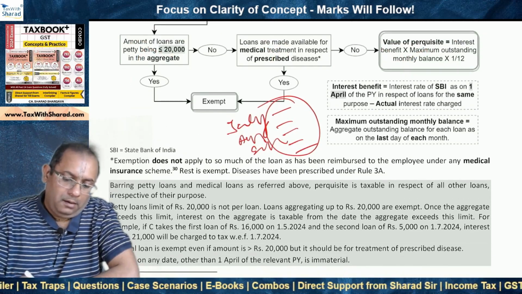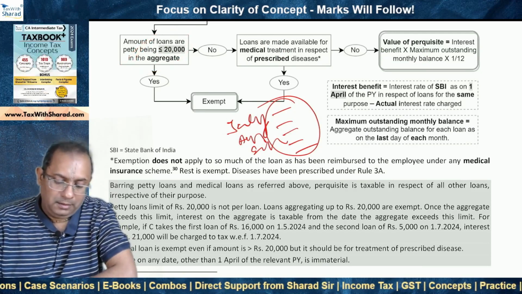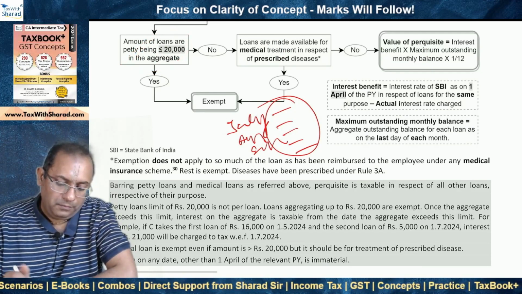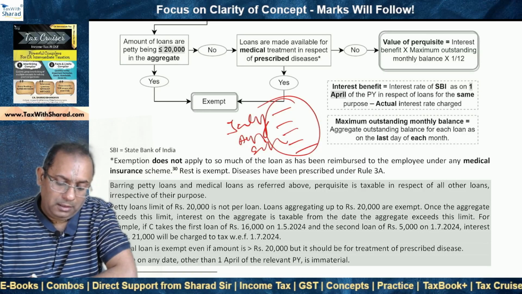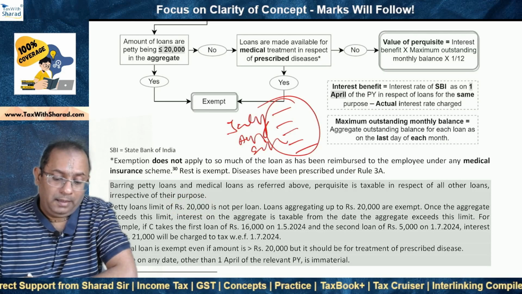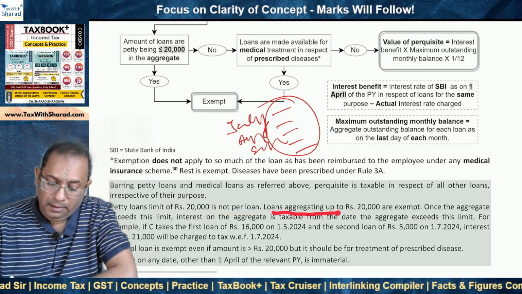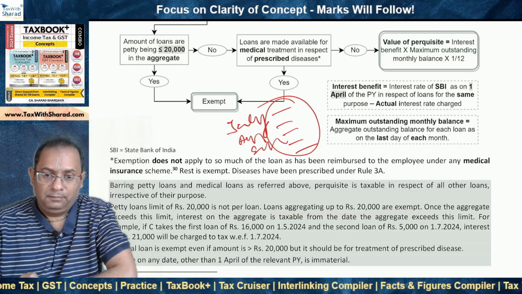Okay. Now we saw that petty loans up to 20,000 in the aggregate in the year are exempt and the value is not taxable. Now this limit of 20,000. Sir, is this limit per loan or is it the aggregate of all the loans put together? No, it is not per loan. Loans aggregating up to rupees 20,000 are exempt.